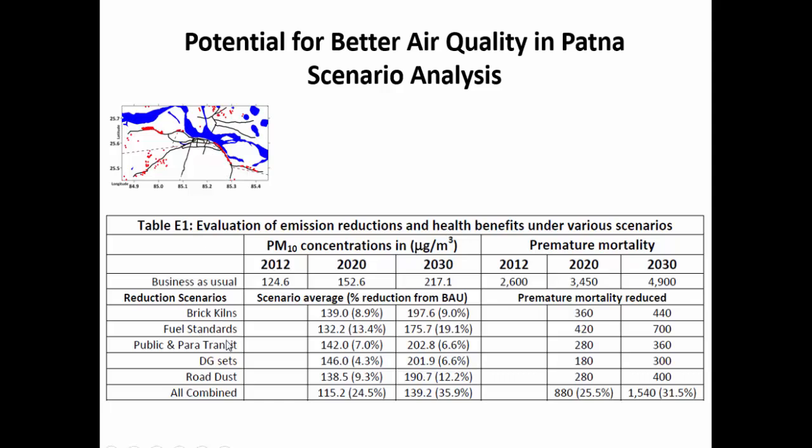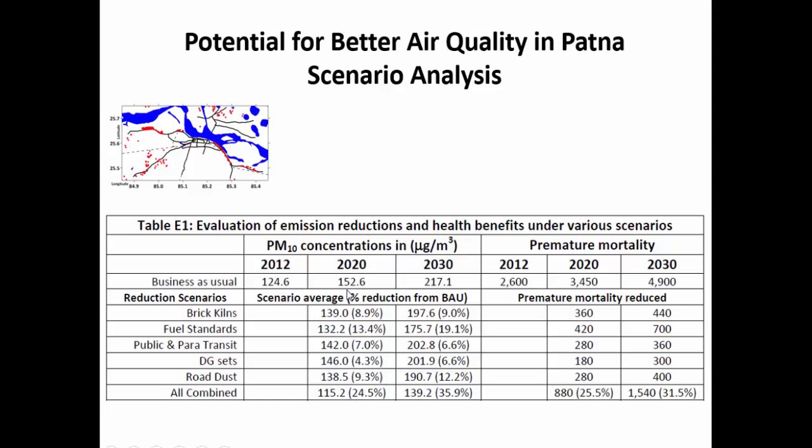The other scenarios are introducing Bharat 4 standards, improving the public transportation system, and abolishing the diesel generator sets in the city area. This is assuming that the coal-fired power plant, which is coming up about 100 kilometers away from the city at Barh, would result in abolishing the use of diesel generator sets. Then there is controlling road dust, and all of these combined.